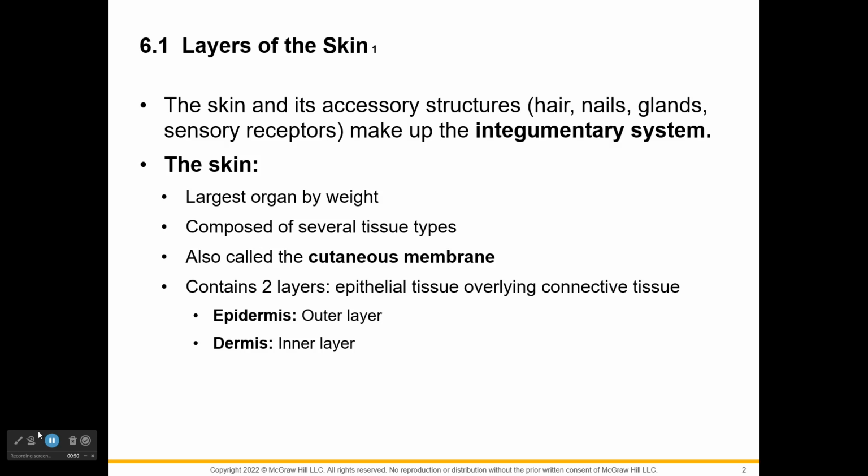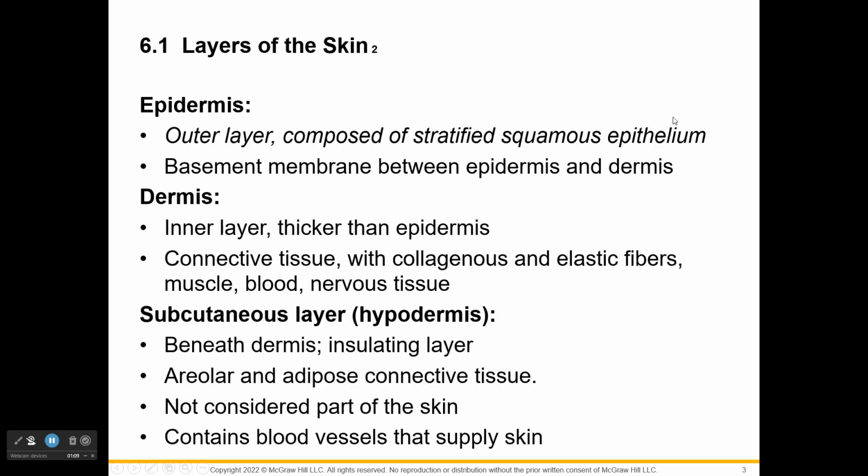So we're going to have two layers of what we call skin. And it's the epidermis and the dermis. The epi, of course, means outside or top. So this is the outer layer, and it's above the dermis. And then the dermis, of course, is the lower layer.